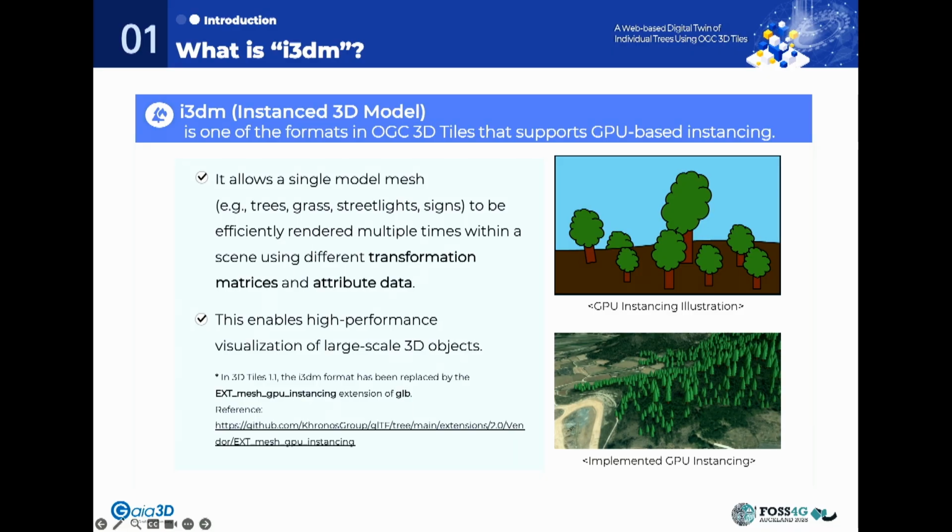The main idea is simple. It allows one model mesh to be rendered multiple times in the scene using different transformation data and attribute information. This makes it possible to render large-scale 3D data very efficiently. For forests, this is especially useful. Instead of rendering millions of trees one by one, we can prepare a few tree models and repeat them using instancing techniques, which greatly improve performance.